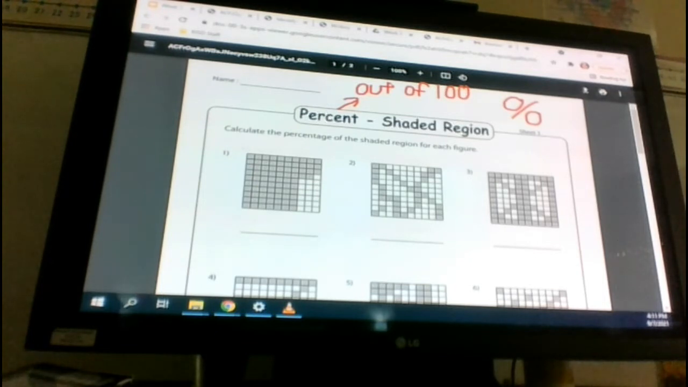So the directions say to calculate the percentage of the shaded region for each figure. So we're going to look at each figure and figure out what percentage, or out of 100, are shaded. These are fairly easy because each figure is 100 boxes, 10 across and 10 up and down. That also makes it a little easier for counting in examples like number 1. So let's go ahead and start counting in number 1.